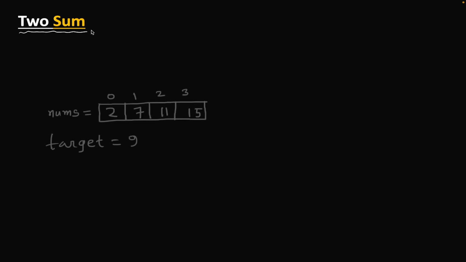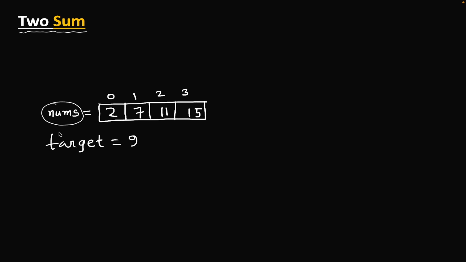Welcome to this video. In this video, we're going to solve this coding interview question, Two Sum. In this problem, we are given an array of integers nums and an integer target. We have to find a pair from this given array that adds to this target. Target equals 9.